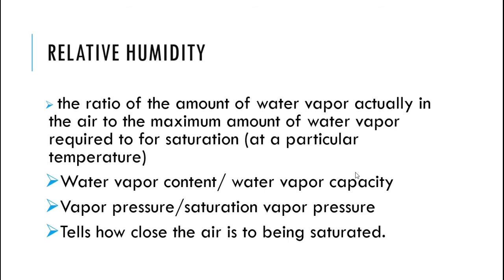So again, relative humidity is the ratio of the amount of water vapor actually in the air to the maximum amount of water vapor required for its saturation. So a formula for this is water vapor content over the water vapor capacity, or you also have the vapor pressure over the saturation vapor pressure. It tells us how close the air is to being saturated.